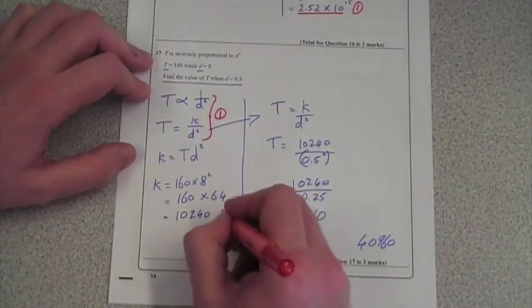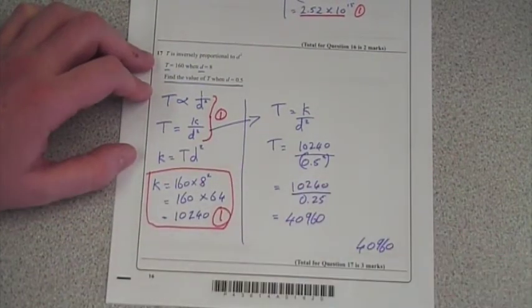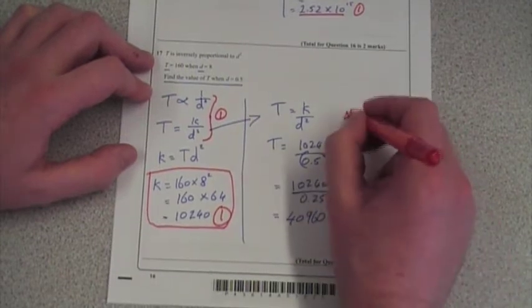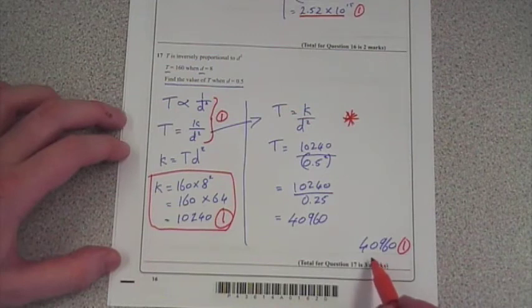You get 1 mark for this section here, and then you get 1 mark for finding this answer here through this. So total marks for this question is 3 marks. Question 18 is telling us to solve the quadratic equation 5x squared plus 6x minus 2 equals 0.